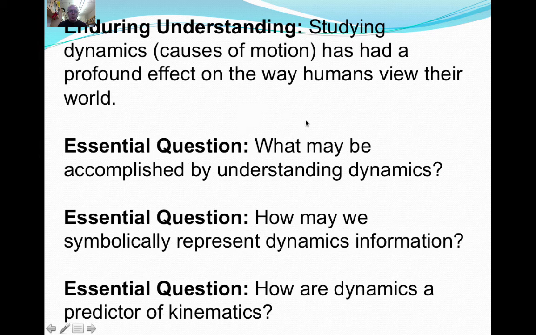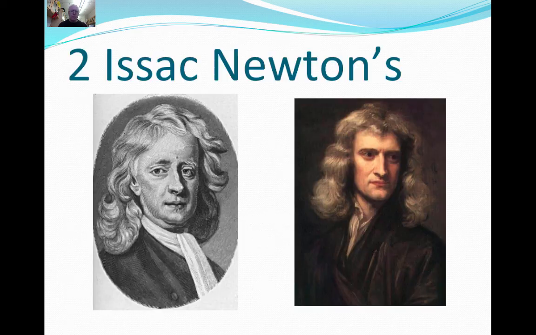So we should be thinking about a couple of questions here. What are we going to accomplish by doing this? Understanding dynamics. How can we symbolically represent this? And how will the idea of understanding what causes motion be able to help us predict motion? And that's what we should come away with on this one.